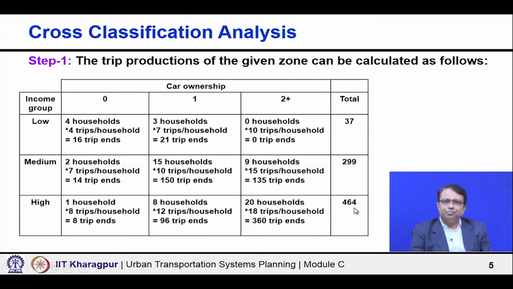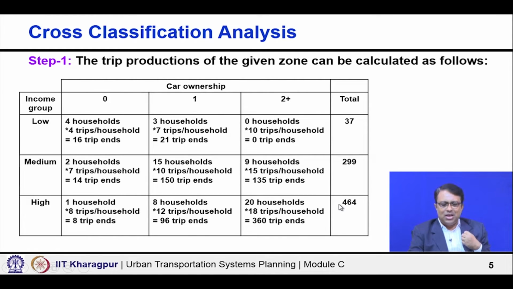So, given these established trip rates, in the future if I have so many households under each category, I can estimate that low income households will make a total of 37 trips, medium income households will make 299 trips and high income households will make 464 trips. You can add these 3 numbers to get the total number of trips likely to be produced from that zone.